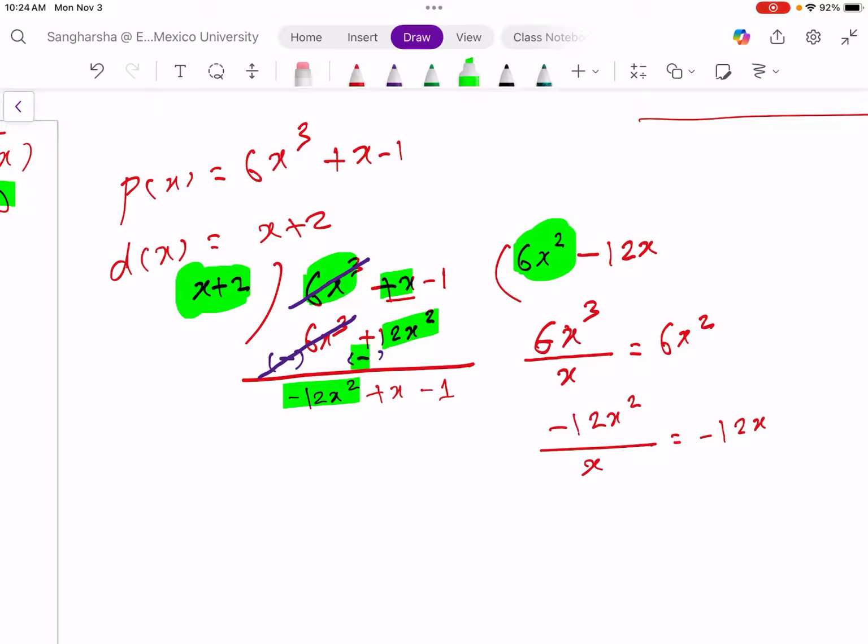Now you multiply negative 12x and every term of the divisor. So negative 12x times x is negative 12x squared. Negative 12x times positive 2 is negative 24x. Stop me if you have a question, okay? The next we change sign. So 12x squared is negative, we make it positive. 24x is negative, we make it positive.